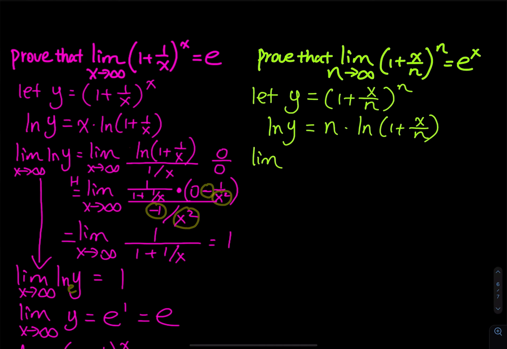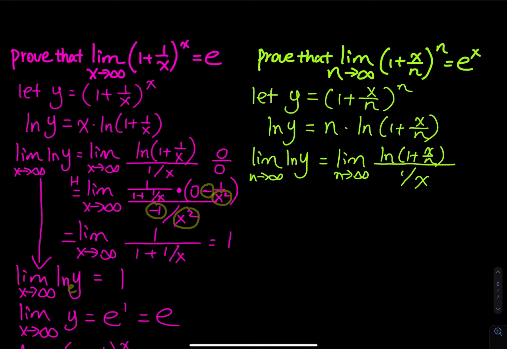So we have the limit as n approaches infinity of ln y. On the other side of the equal sign, we have the limit as n approaches infinity. This time I'm going to bring the n down to the denominator, so ln of (1 plus x divided by n) over 1 over n. Not 1 over x, it's 1 over n. When you plug in n going to infinity, the denominator is 0, and the top gives you ln 1, which is 0. So this is 0 over 0, and then we can apply L'Hopital's rule.